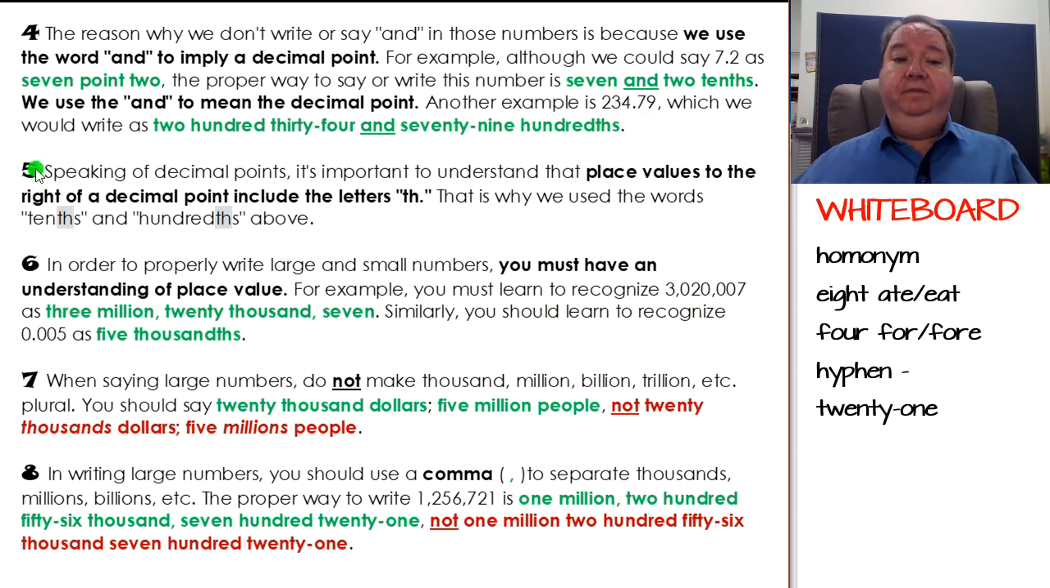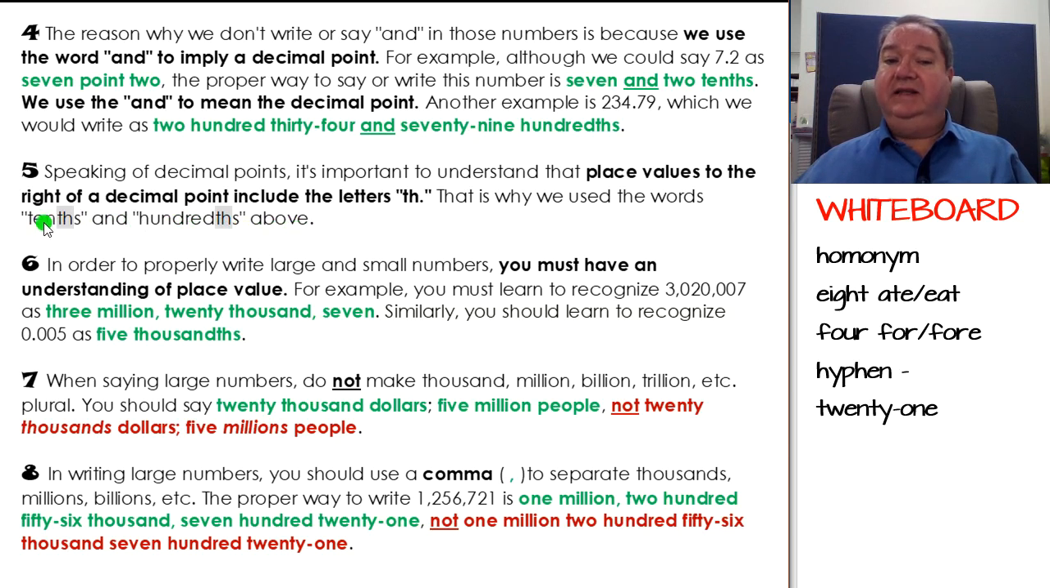Number 5, speaking of decimal points, it's important to understand that place values to the right of a decimal point include the letters TH, pronounced "th." In English, you have to stick your tongue out a little bit. Th. That is why we use the words tenths and hundredths above.